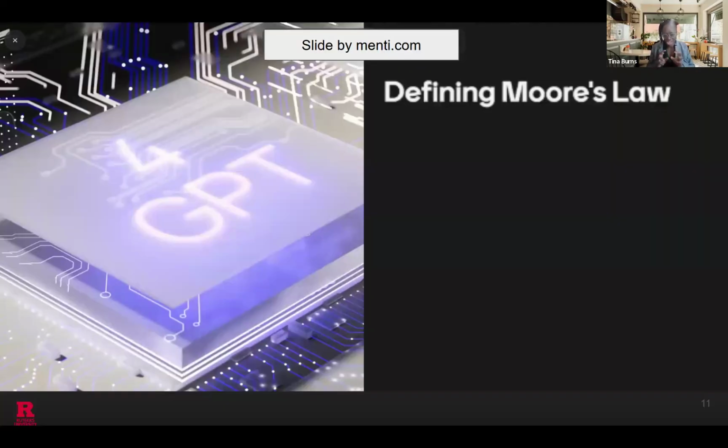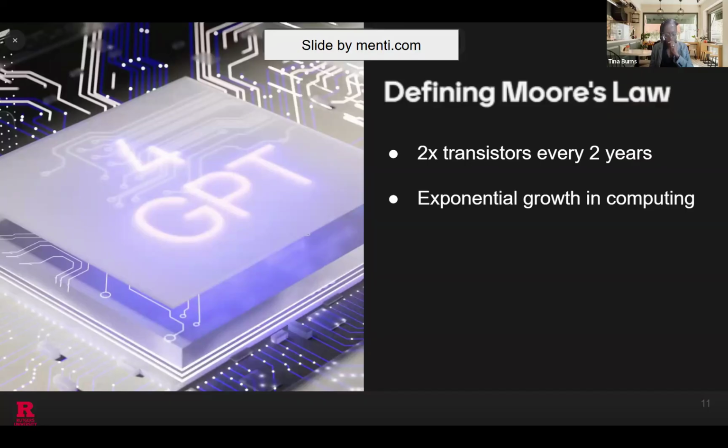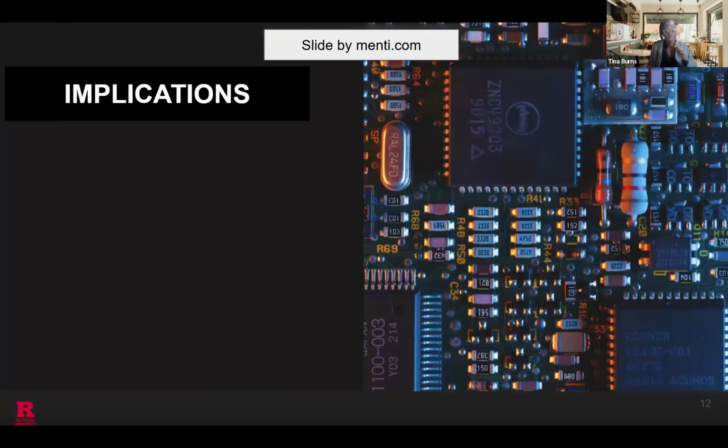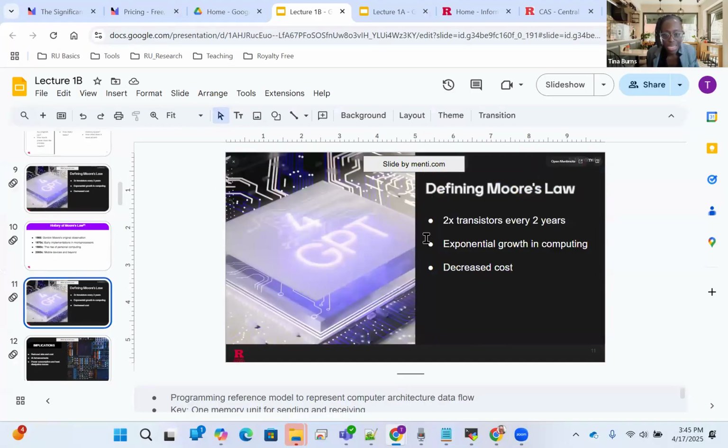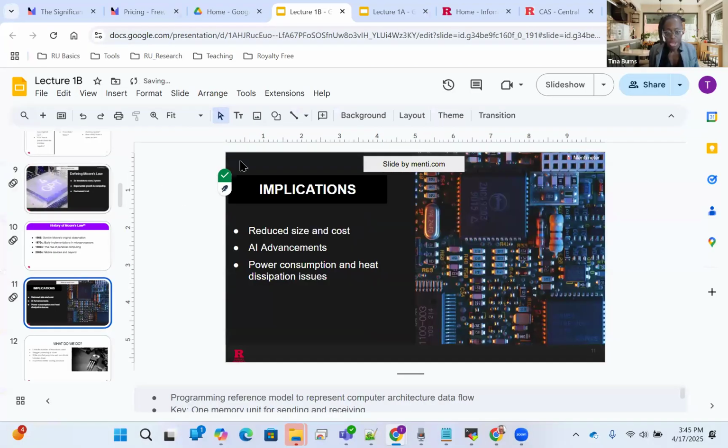So let's define Moore's law a little bit more. Oh, I'm sorry, I did this slide already. Let me just go ahead and delete this now. All right.